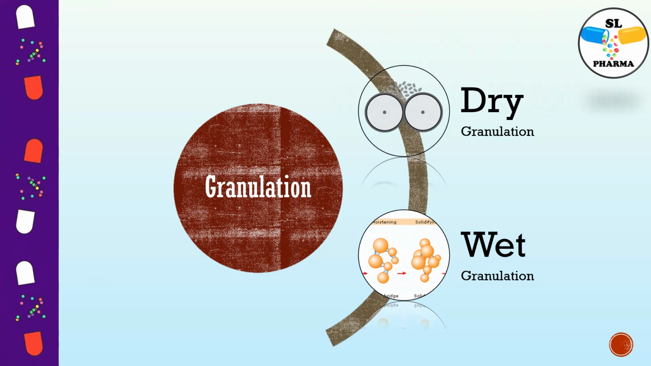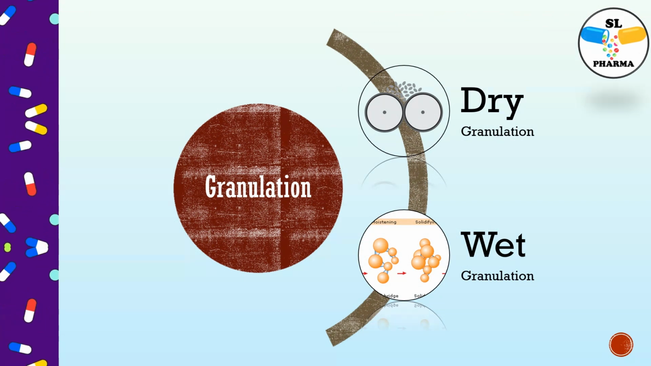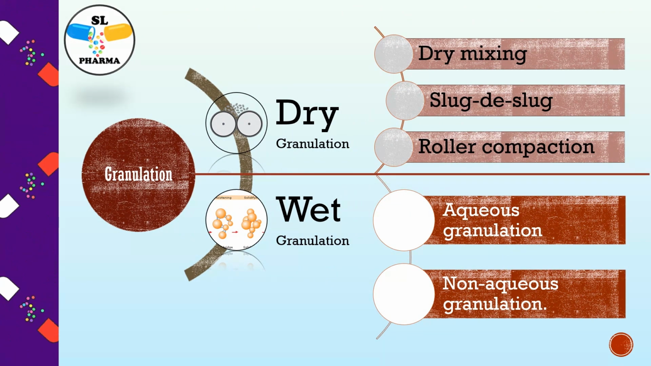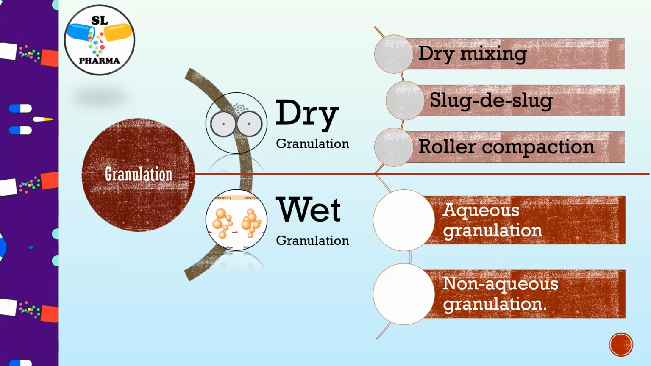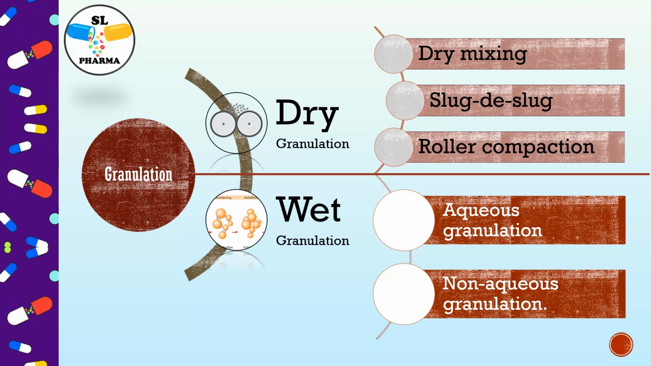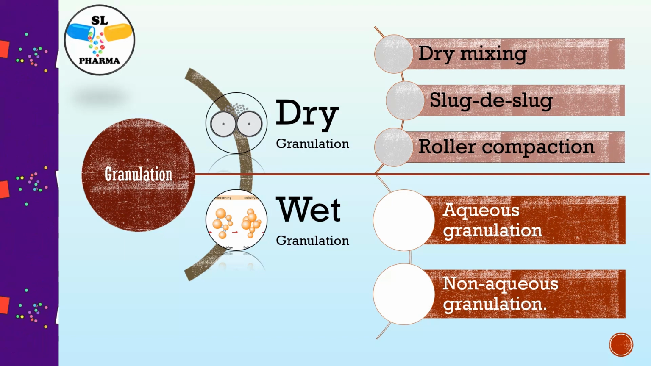Granules are prepared by two methods, dry or wet granulation. Dry granulation includes dry mixing, slug-to-slug and roller compaction processes. Wet granulation includes aqueous granulation and non-aqueous granulation.